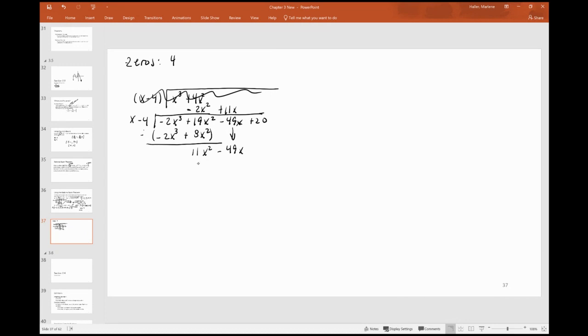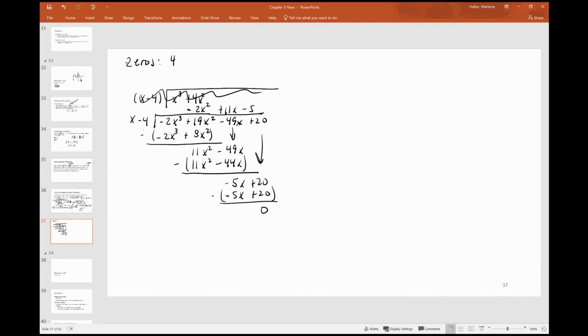Multiply that out, we get 11x squared minus 44x. We'll subtract that away, and we're left with a negative 5x. Bring down that 20. x goes into negative 5x negative 5 times. When we multiply that out, we get negative 5x plus 20, and subtracting it, we see that there is no remainder, so that just proves that 4 is, in fact, a zero of the function.